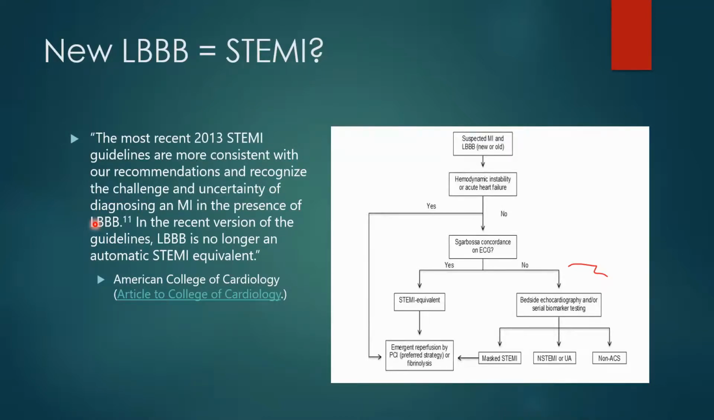I'm not going to go through it, but it basically takes you through the hemodynamic stability of the patient versus findings on the EKG, and it's telling you what to do. We can do some of it in the field, but obviously we can't do serial biomarker testing in the field. We can't get troponin levels and stuff. So we can only do part of this in the field.